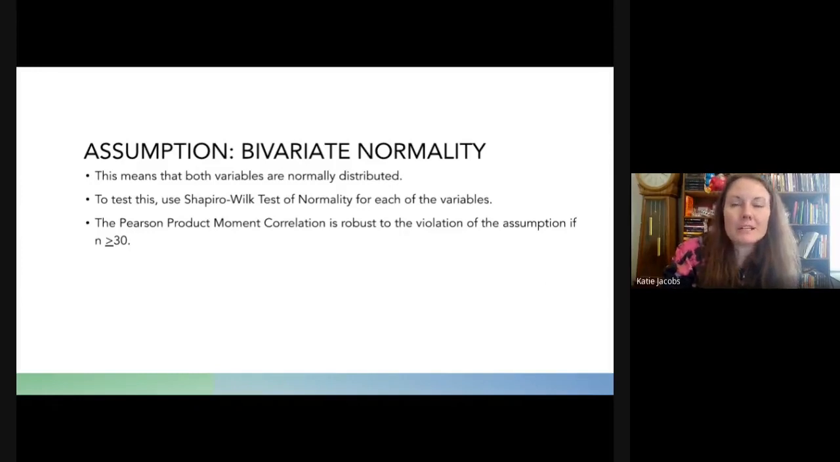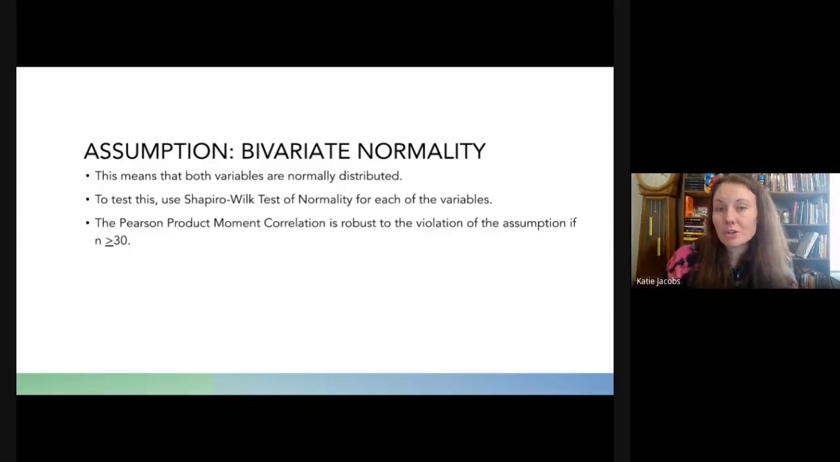The Pearson product moment correlation, though, good news, is robust to the violation of this assumption if our number of participants is 30 or greater. I think one of the students in an earlier session asked, why wouldn't you always just have a minimum of 30 participants then? 100%, that's what you should do.